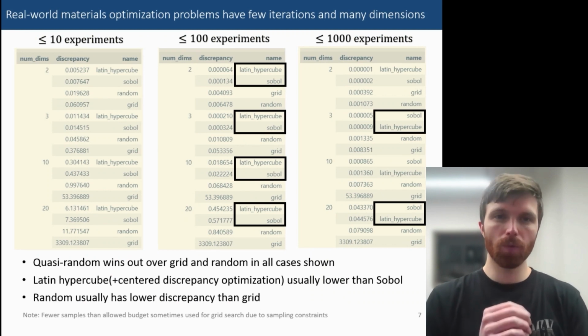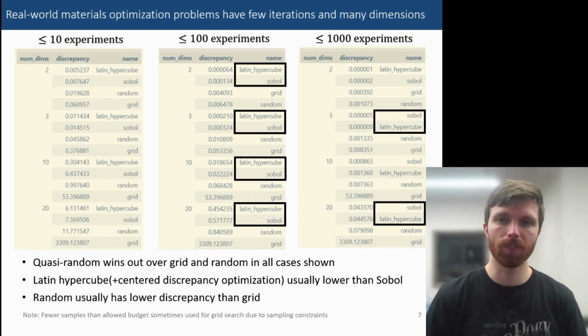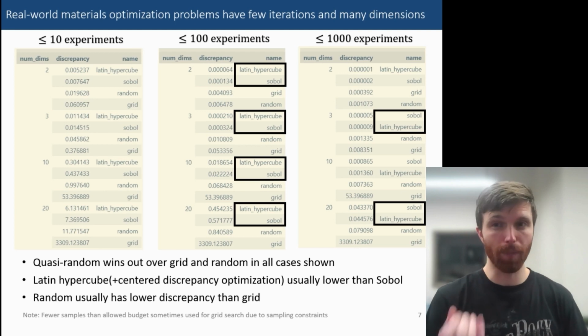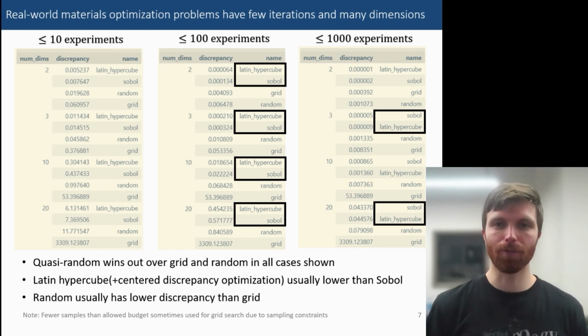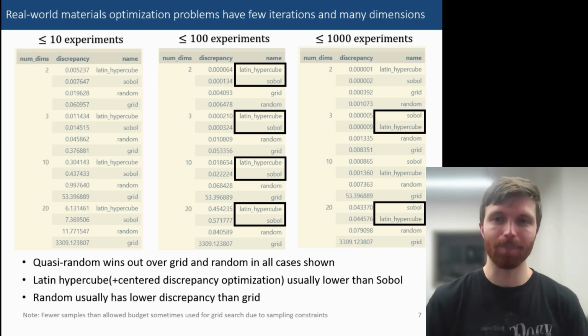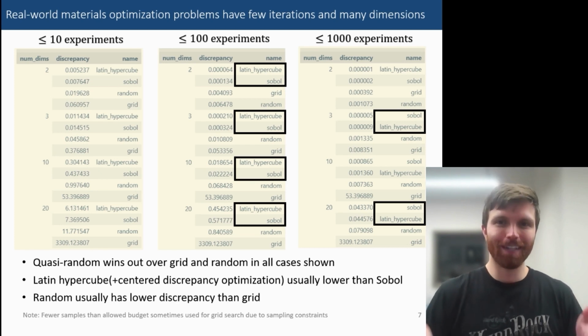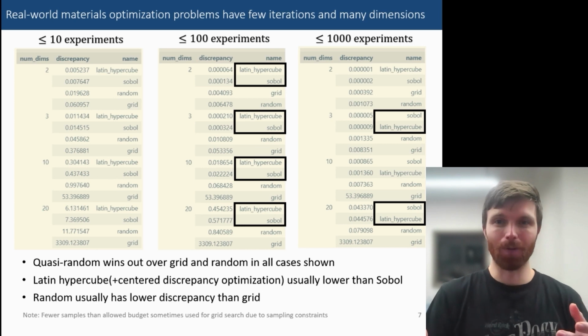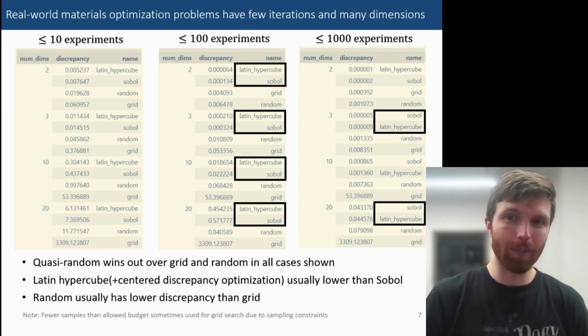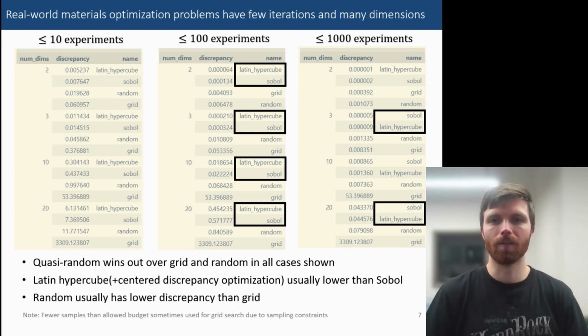And then real world materials optimization problems tend to have very limited budgets and many dimensions. Think about the periodic table, for example. There's 118 elements to choose from. And then think about you as a scientist being in the lab running an experiment, something that might take you a few hours or maybe a week or 2 weeks or even a month or so, just for a single iteration of this experiment that you're trying.